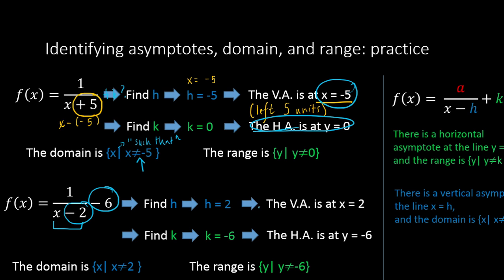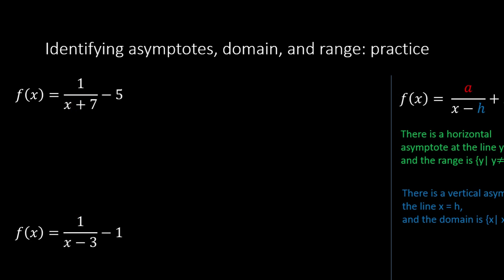Similarly with range, if I have a horizontal asymptote at y equals 0, then y equals 0 is not part of my range. Down here, I had a vertical asymptote at x equals 2, so x equals 2 is not part of my domain. And here I had a horizontal asymptote at y equals negative 6, so y equals negative 6 is not part of my range. I have to explicitly write that y is not equal to negative 6. Let's practice that a couple more times.